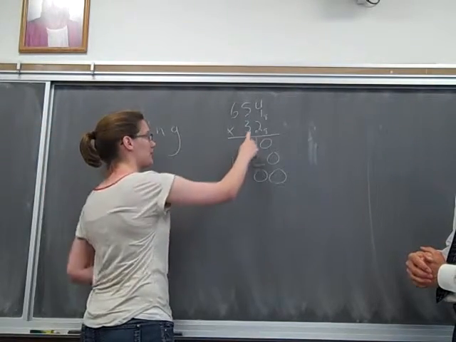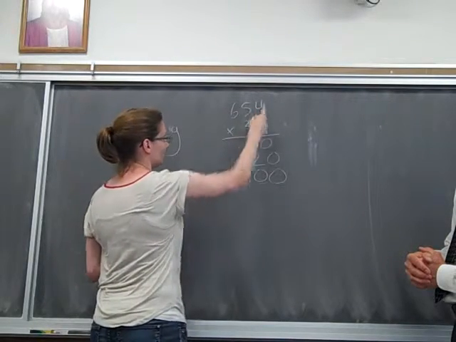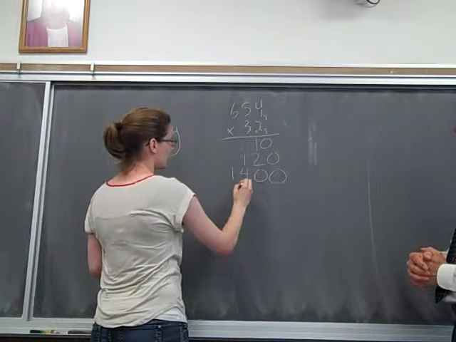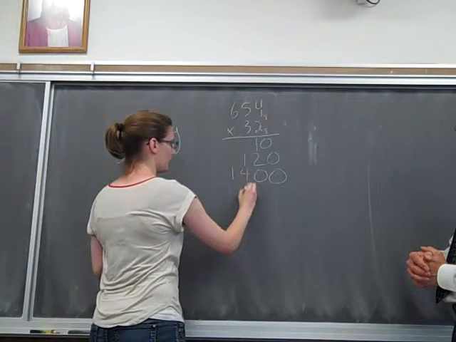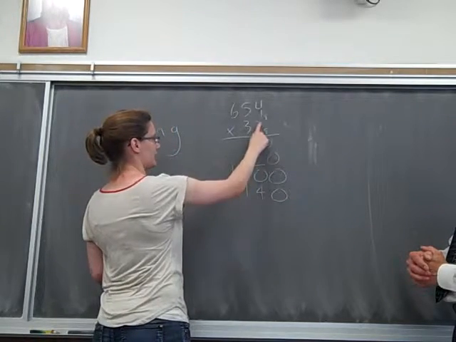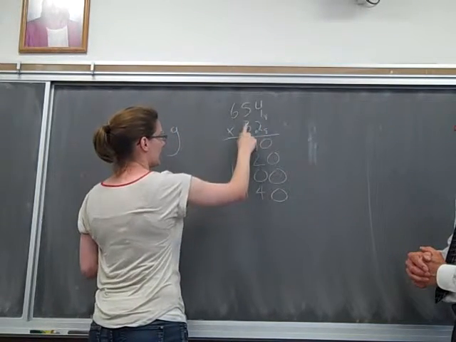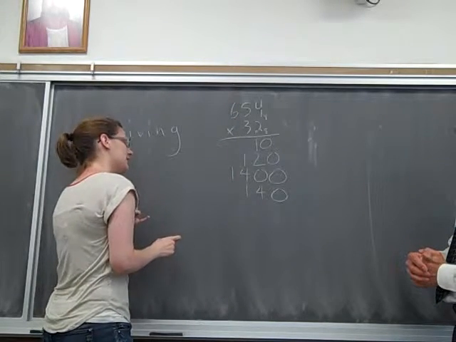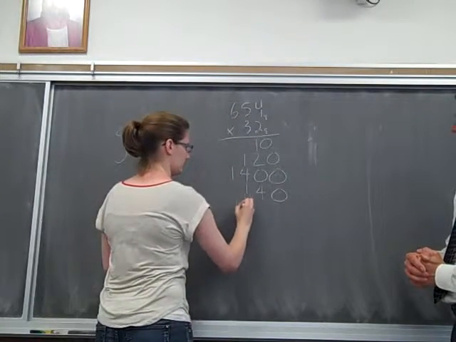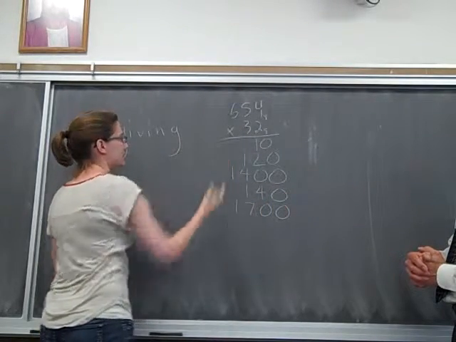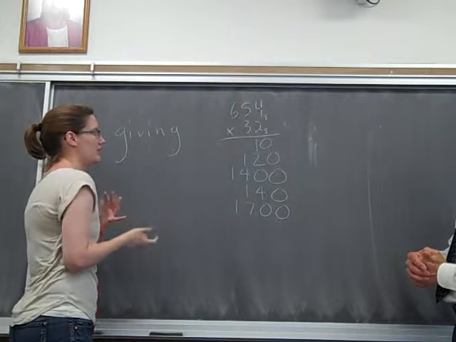Okay, so now we have to do the 3. So 3 times 4 is 12, and that would be, let's see, so that'd be 14, right? And we only have 1 because we have this number right here. And then 3 times 5 is 15, and that written in base 8 would be 17. And then 3 times 6 is 18, and that written in base 8 would be 2.